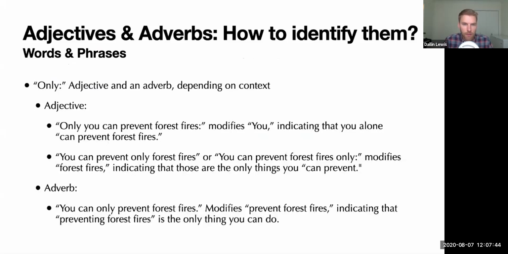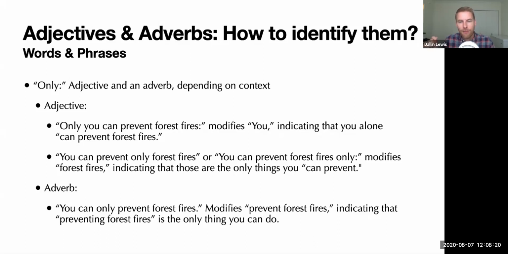Let's try it out in a couple of different sentences and contexts. Now, note that the placement of the word will help you determine whether it functions as an adjective or as an adverb. So if I place the word only before you, then I'm indicating that you and no one else can prevent forest fires, which is, I think, what Smokey the Bear was really trying to say to us. But if I place it before or after forest fires, I'm indicating that those are the only things that you can prevent, which would modify a different type of adjective. It would still be an adjectival.